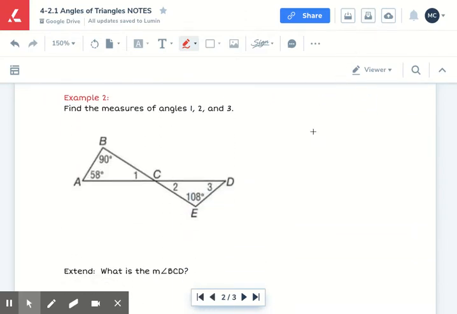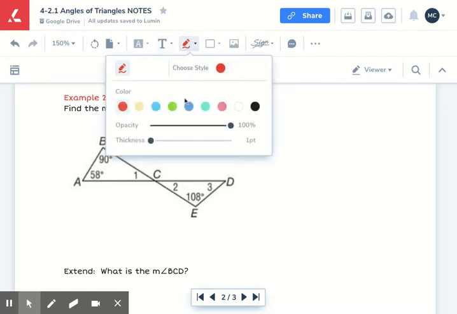Okay, for our next example, our picture is a little bit more interesting here. This time we have two triangles. We have triangle ABC and triangle CDE. And we're supposed to find the measures of the three numbered angles there. So we're going to have to come up with a plan here.